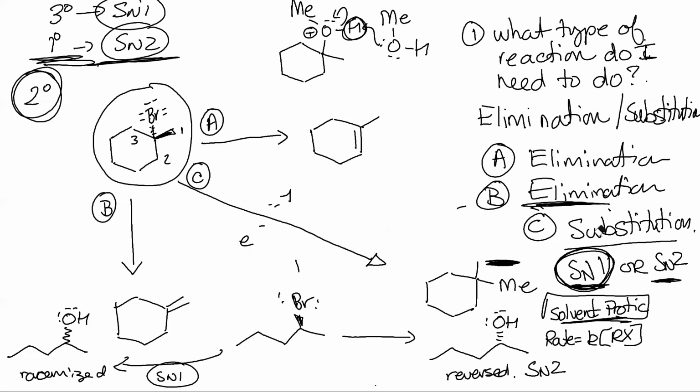Then if it's a substitution, the next step would be to look at the type of alkyl halide. If it's a tertiary, it has to be SN1, so choose things that will promote SN1. If it's primary, it has to be SN2. If it's secondary, then I would have had to give you other details.